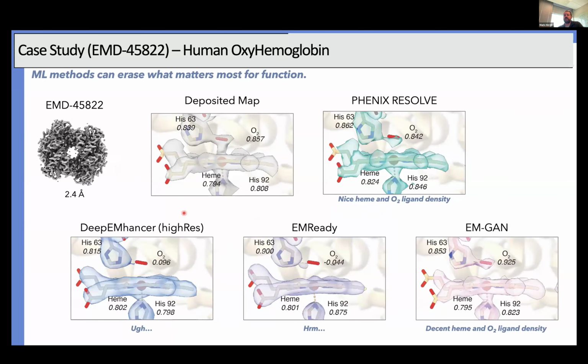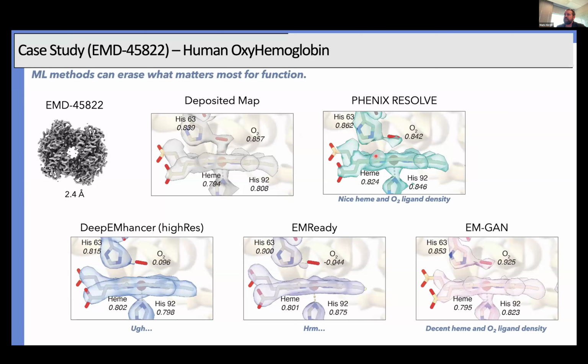Now, another thing that we also observed is looking at hemoglobin. So this is a 2.4 angstrom structure of oxyhemoglobin, 64 kilodaltons. So it was the smallest that we evaluated in our test set. And so in the deposited map, you can see clearly the heme cofactor. You can see the vinyl groups and the propionates have good density. You can see the histidine and coordinating distal and proximal ligands, as well as a bound oxygen at the heme iron.